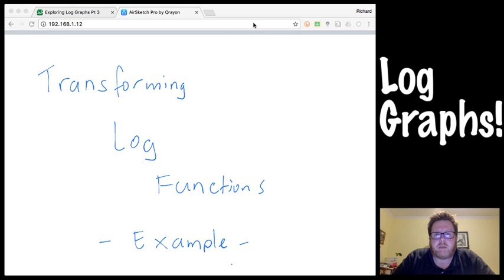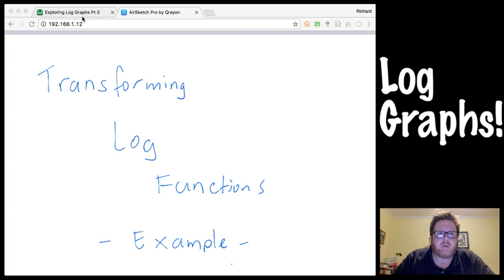Hi everyone, this is the third video on log functions. In the first video I introduced you to the basic log function. In the second video we looked at transformations of the log function, and in this video we'll look at a specific log function that has been transformed from the basic log function, and we'll have a look at how to determine the x and y intercept of the transformed log function.